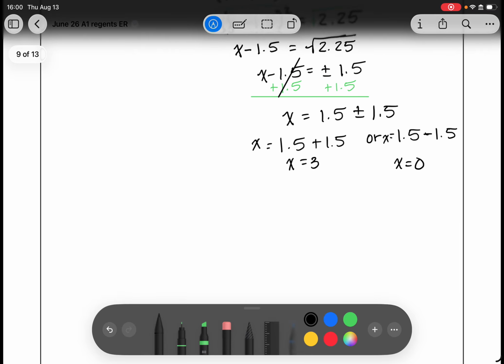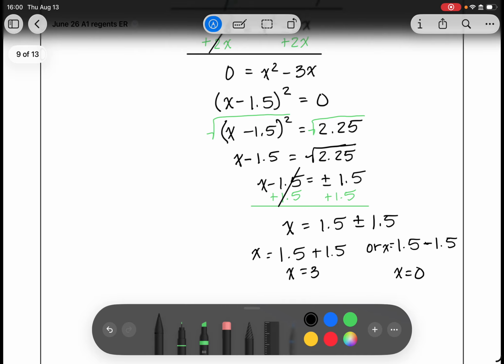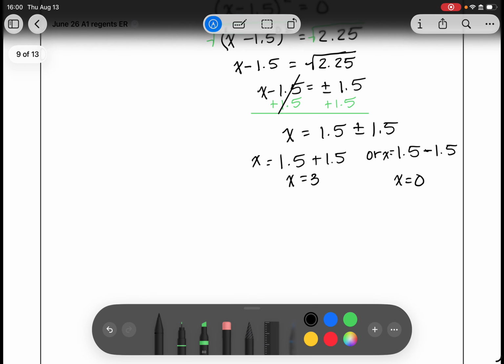Since we know our x values, we're going to substitute those back in, and then from there we can solve for our y values. So we have y equals negative 2 times 3 plus 3, and we have y equals negative 2 times 0, because the other value of x is 0, plus 3. And then from here you can use your calculator to simplify.